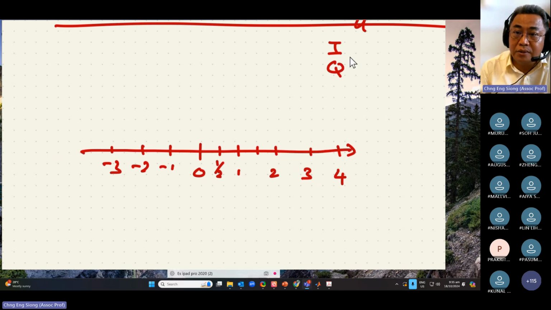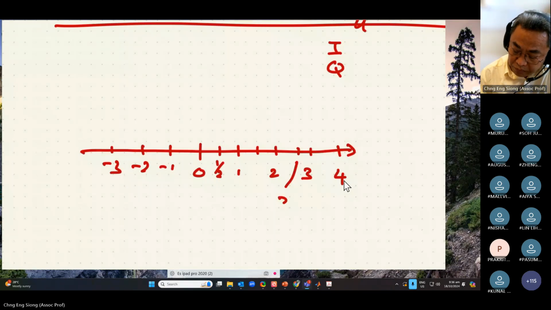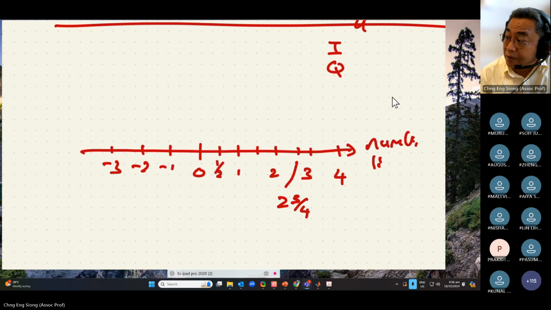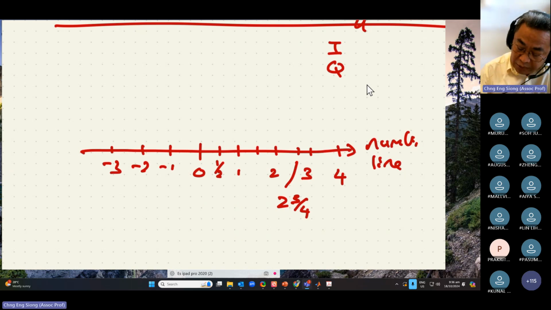After the integers. I is the set of all integers. And then Q is half, right? 2 3/4. These are Qs. Some more, guys. After I and Q, what do we have? What other? This is the number line. Come on, guys. After I and Q, irrational. Very good. Give me one irrational.